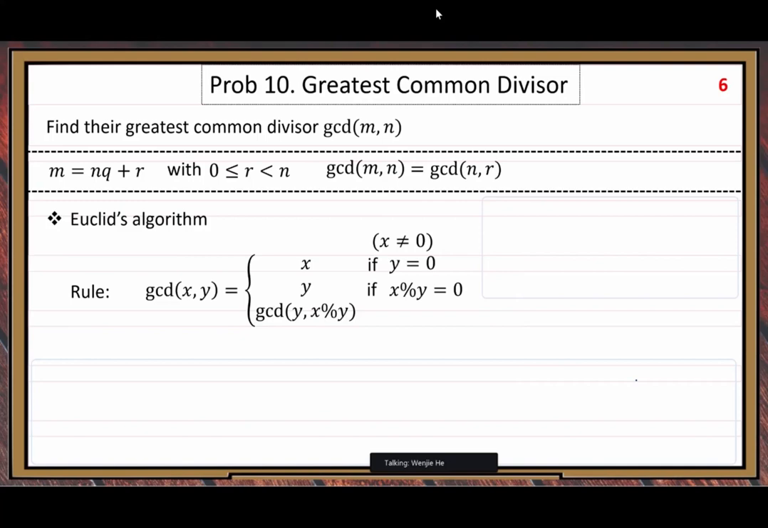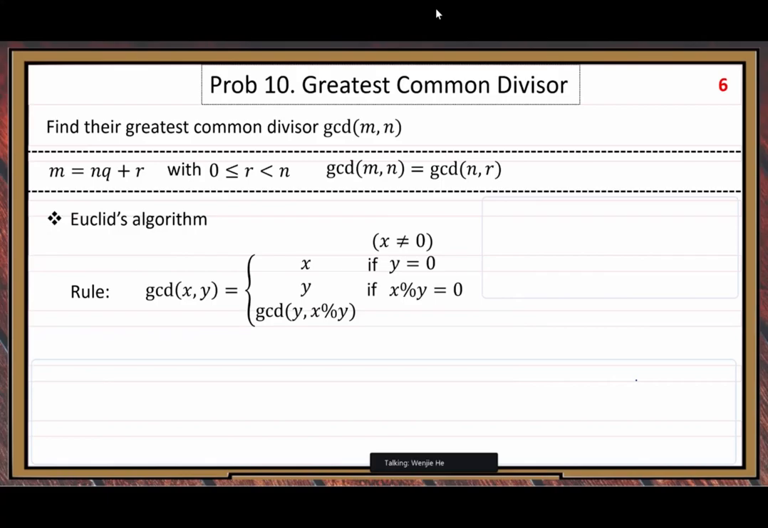Then case number 3, other than the first two simple cases, is the main case. So we do size reduction. We swap so the second parameter is smaller. Even if it's not smaller, it's not important, because in the next round we will swap it to the first parameter. So y comma x mod y.